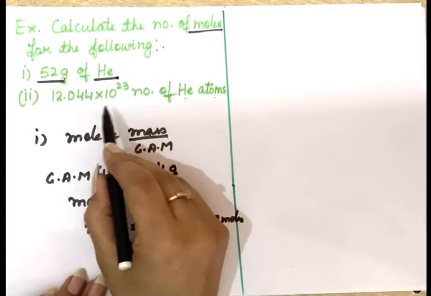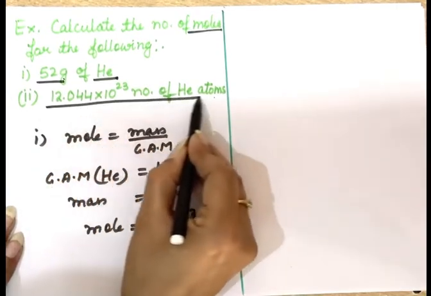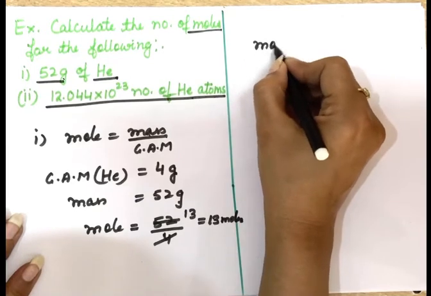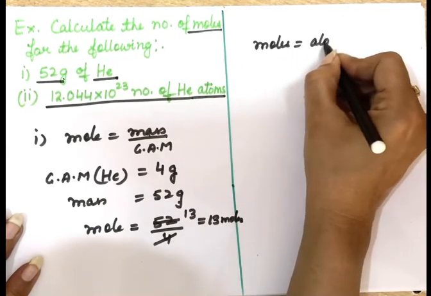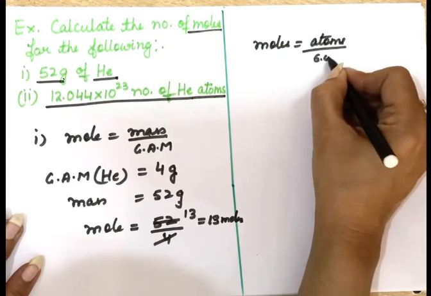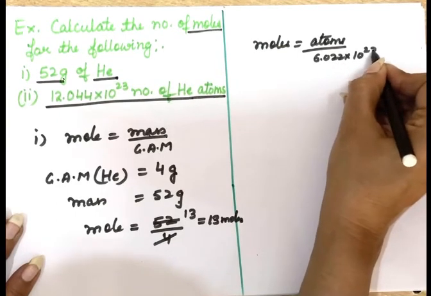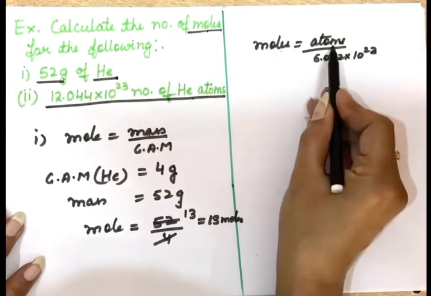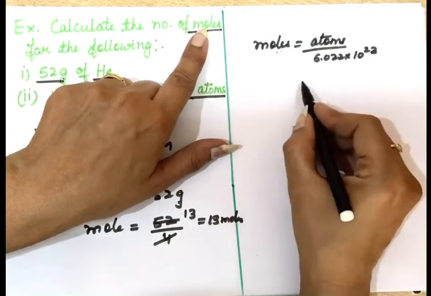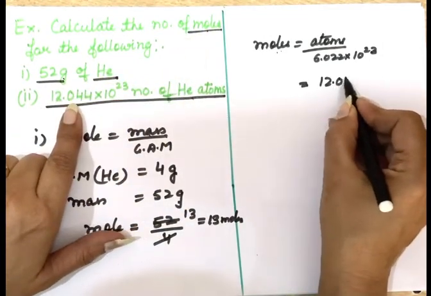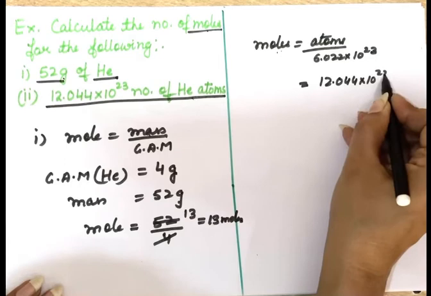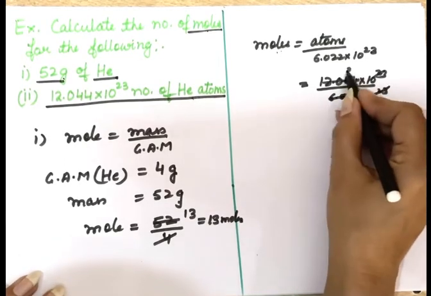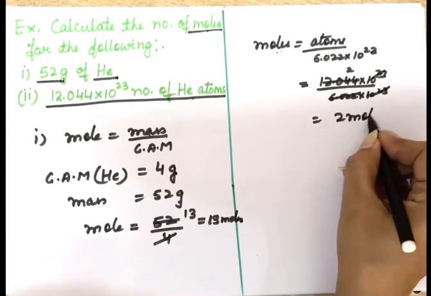Moving on to the next part. These many atoms are given and we have to find the moles. So the formula here is moles equal to atoms upon 6.022 × 10^23. We are using this formula because in the question we have moles and atoms, and this formula has moles and atoms. Moles we have to find out, and this many atoms are given. So fill the value here. This will cancel out. This will be equal to 2. So the answer is 2 moles.